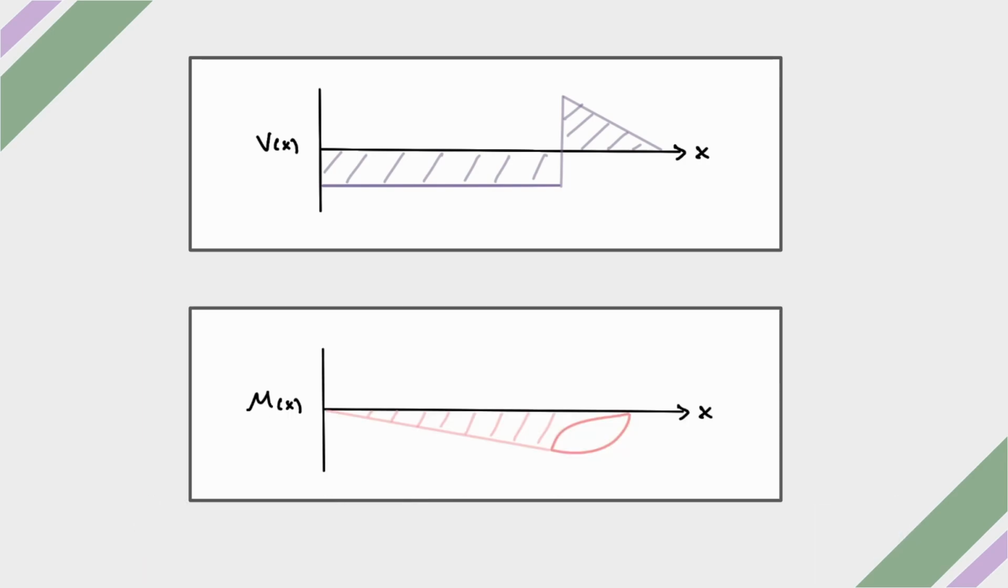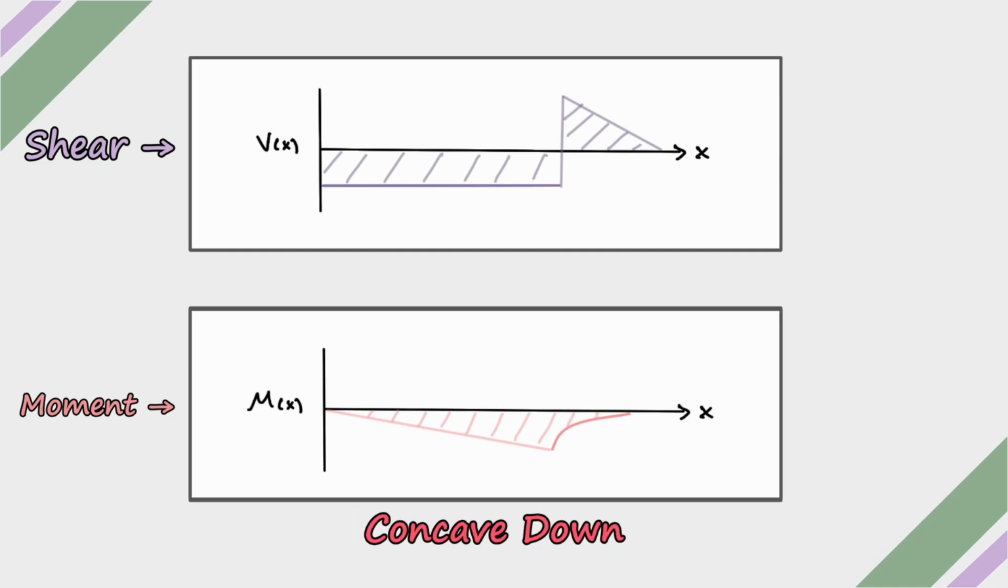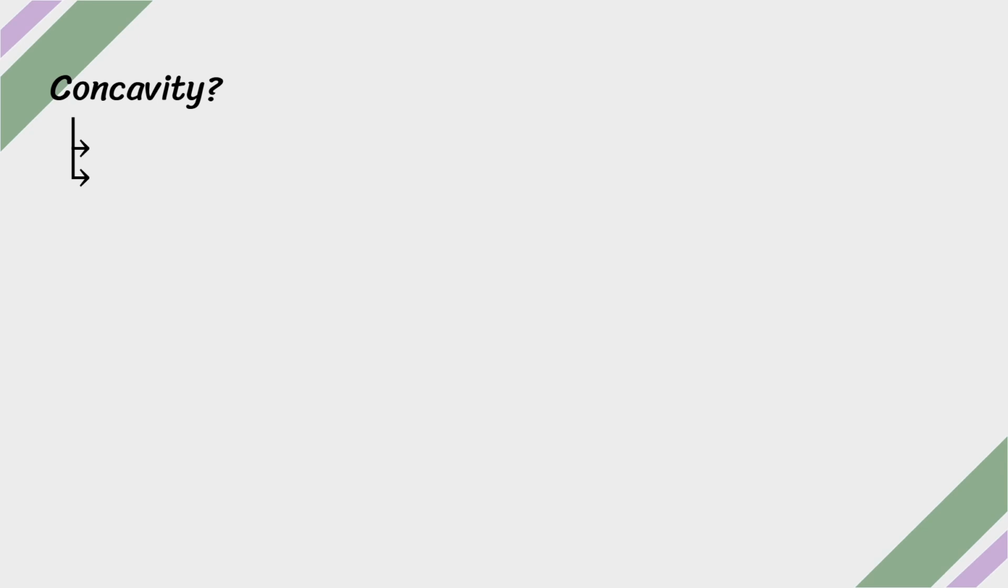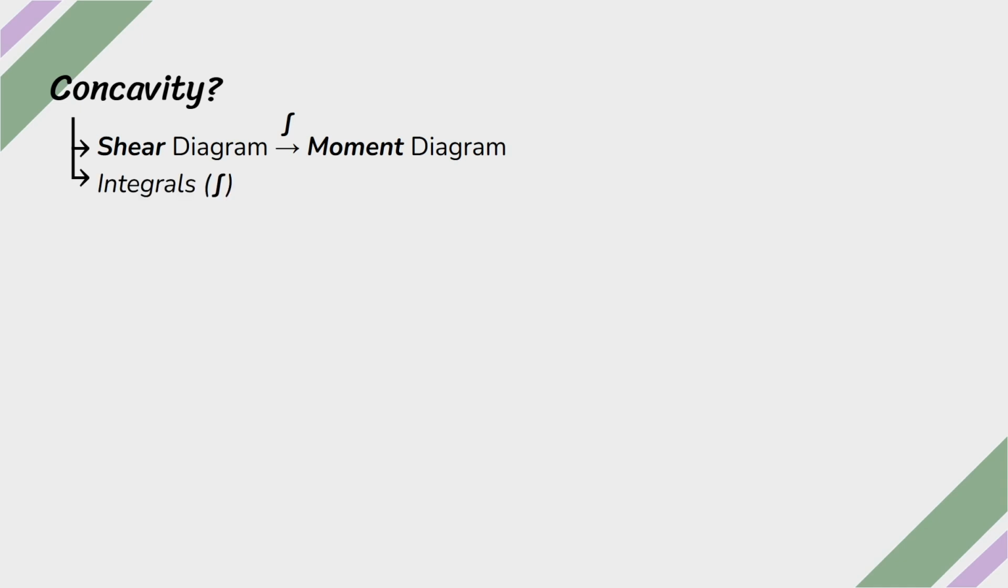For example, if we take this shear diagram with the linear profile from before, we know we're going to get a quadratic profile in the moment diagram. But how do we draw it? Do we draw it concave down, or is it concave up? Well, it's actually pretty simple. We know that the moment diagram is just the integral of the shear diagram. And what are integrals? Well, they're just the area under the curve.